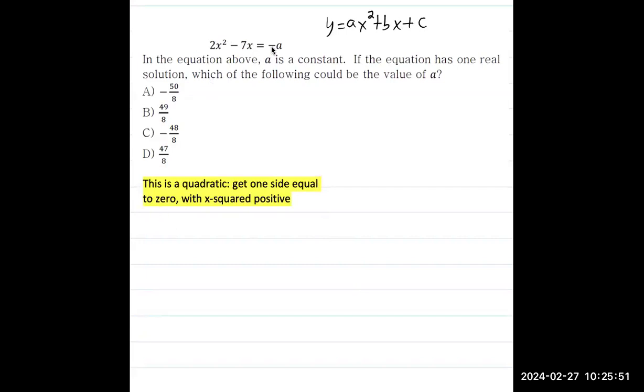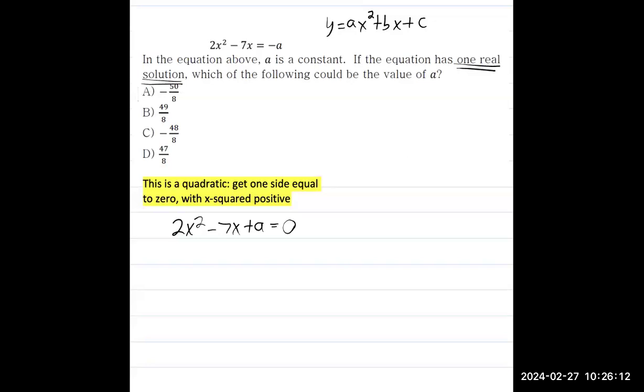So if we do that here, that basically means we're adding a to both sides. So we'll have 2x squared minus 7x plus a equals 0. And now we should notice that there's one solution. We're being told that there's one solution here.